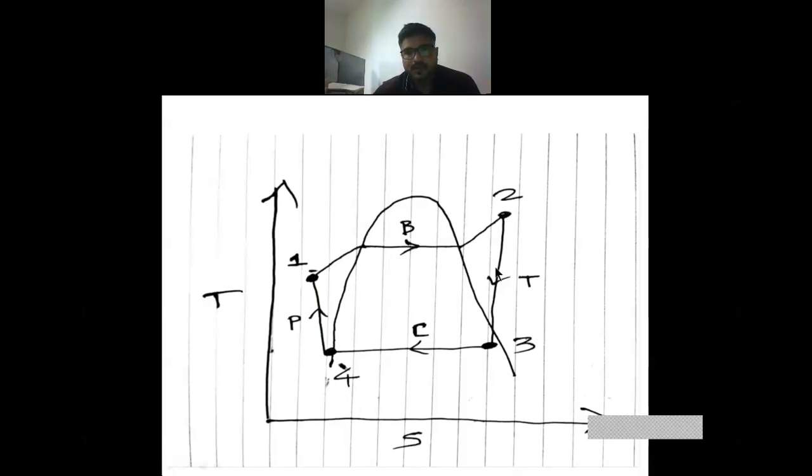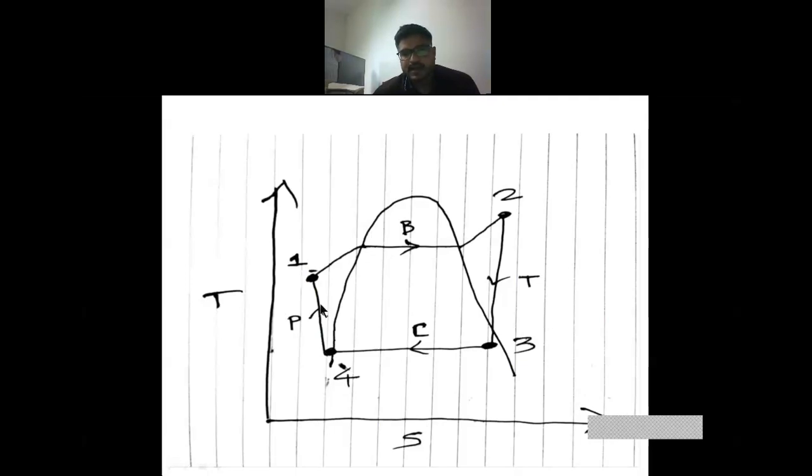Process 2 to 3 is an isentropic process. Process 3 to 4 is also, we can see this, a constant pressure, constant temperature process. And this process is also isentropic. Here you can see this line is vertical. If the line is vertical, then this is isentropic, meaning entropy remains constant. So this is also a vertical line, and here our entropy remains constant.